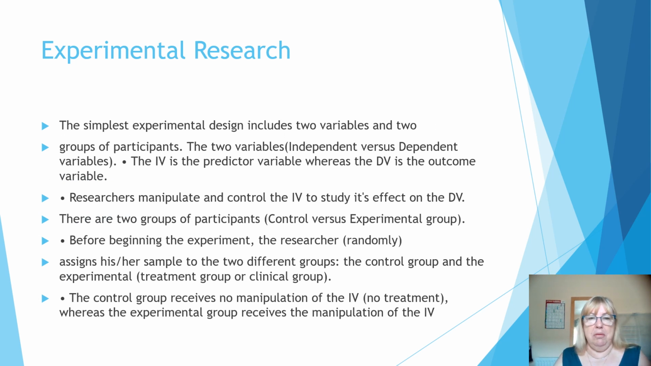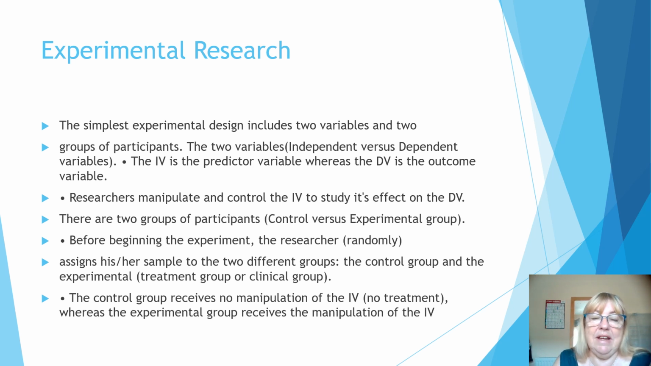So the simplest experiment is usually two variables and two groups of participants. The classic example is you're testing out a new drug. You want to find out if it works, say an anti-anxiety or a blood pressure drug or a diabetes drug. You have the IV and the DV. So you control the IV to study its effect on the DV. So two groups. You have the control group and the experimental group.